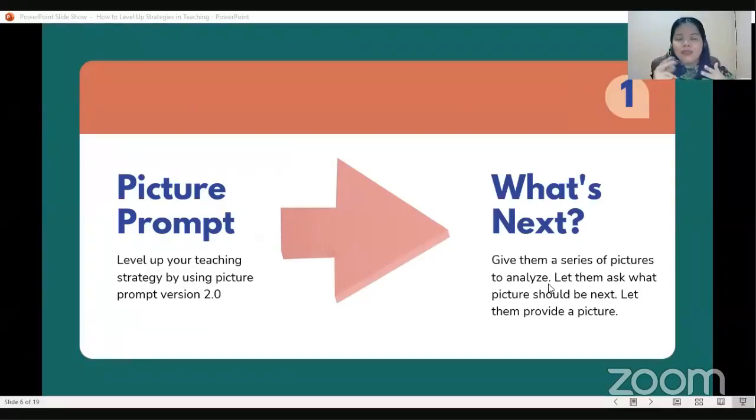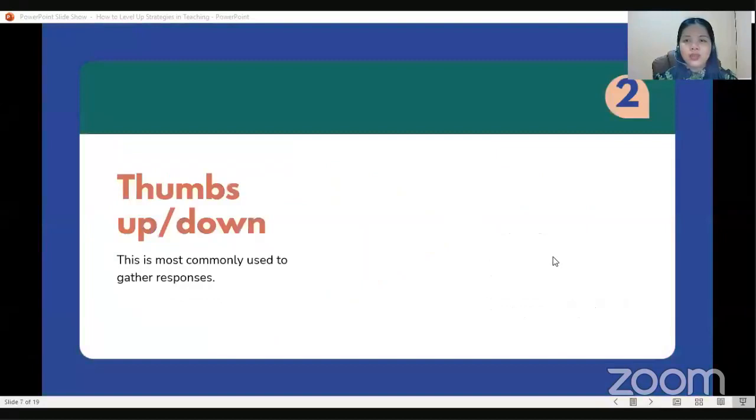So sa what's next sa picture prompt level 2, wow, level 2, ito na yung time na sila na yung magbibigay ng picture. Okay, so baliktad na siya. Hindi man totally baliktad, pero you giving pictures, then the students providing other pictures related to what you have given. So hindi siya passive lang, it's more on active kasi they would search for pictures related to what you have presented. So that's number one.